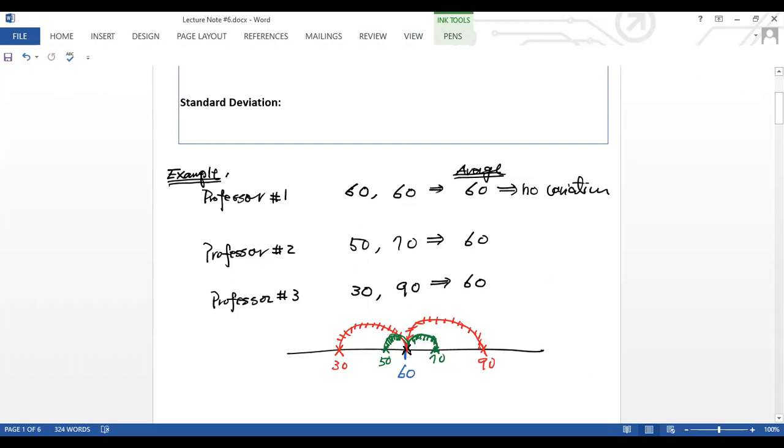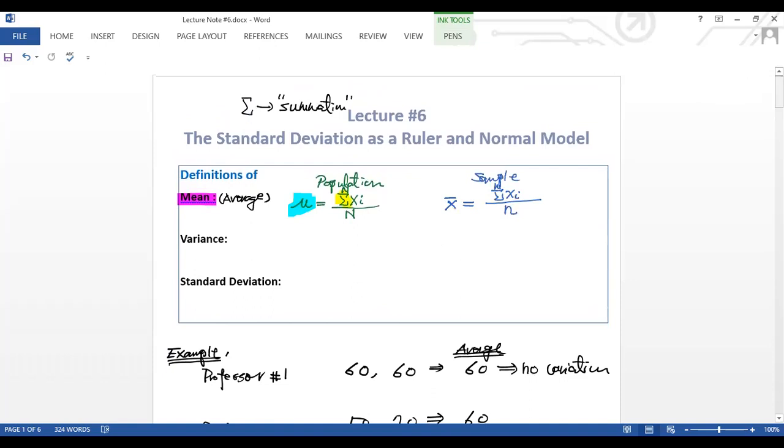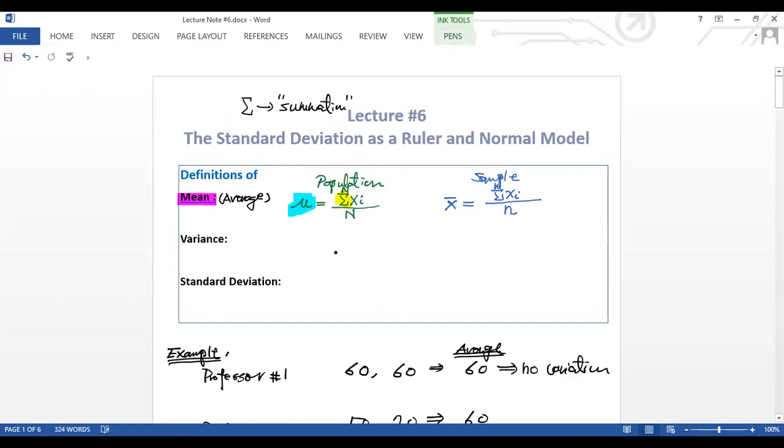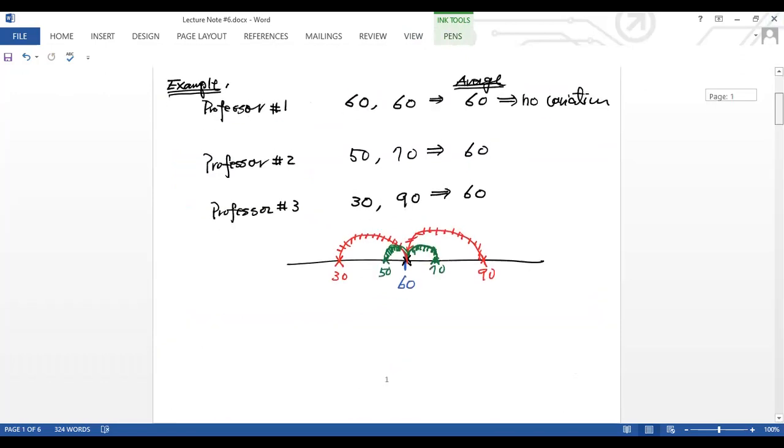So understand this concept. Now here is how I define the variances. I want to capture these variations, right? The first thing is the population variance. I use the notation sigma square. So what is this? Take a look at these professor examples.